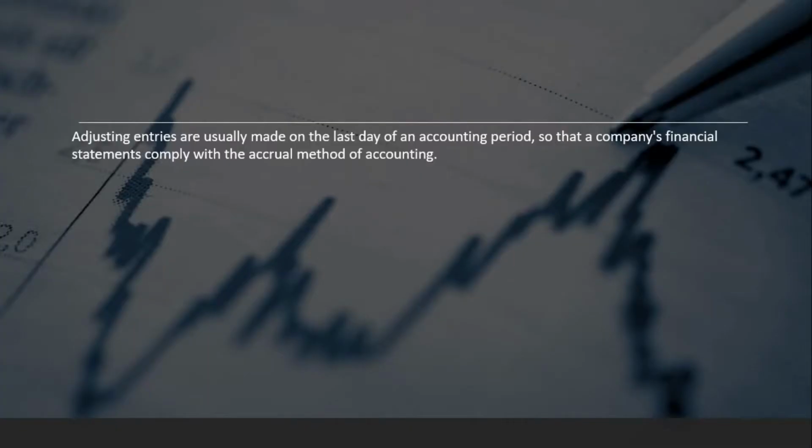Adjusting entries are usually made on the last day of an accounting period so that a company's financial statements comply with the accrual method of accounting. We have 5 types of adjusting entries, and we divided these 5 types into 2 categories based on a criterion.